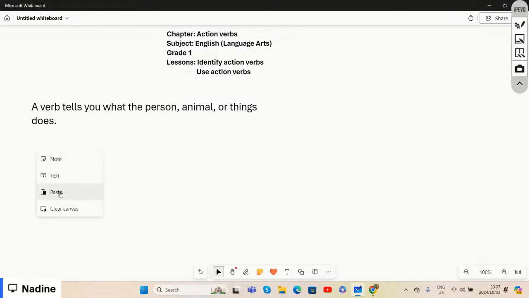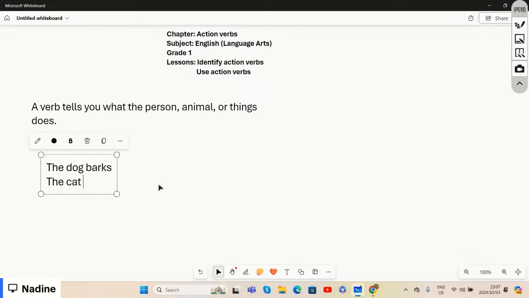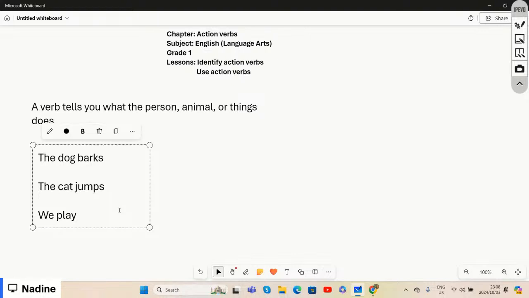And if we look at an example, we can say the dog, what does the dog do? Barks. We can say the cat jumps, right? And we can maybe say that we play. If we look at those three examples, these are three examples of action verbs.